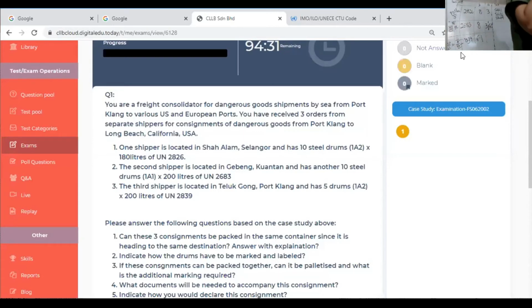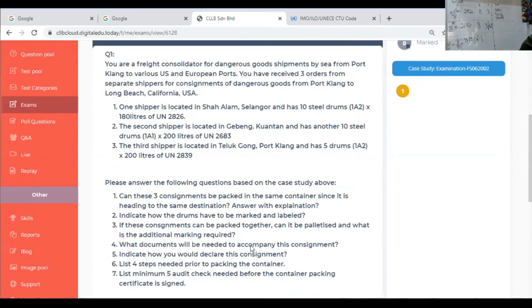So let's look at the questions now. The first question is, can these 3 consignments be packed together in the same container since it's heading to the same destination? And answer this with explanation. So which means now we have to do segregation. All right, we have to now see whether these consignments can be kept together or not.